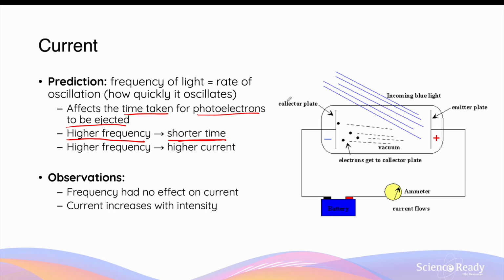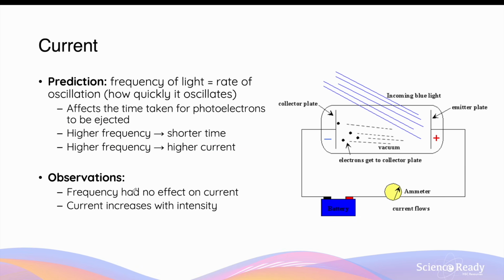If the time is reduced, we know that current is the amount of charge passing through a point divided by the time. If we have more charge and less time, this will result in a higher current. This is the reason why the wave model predicted that a higher frequency of light will result in a higher current being recorded in the ammeter.